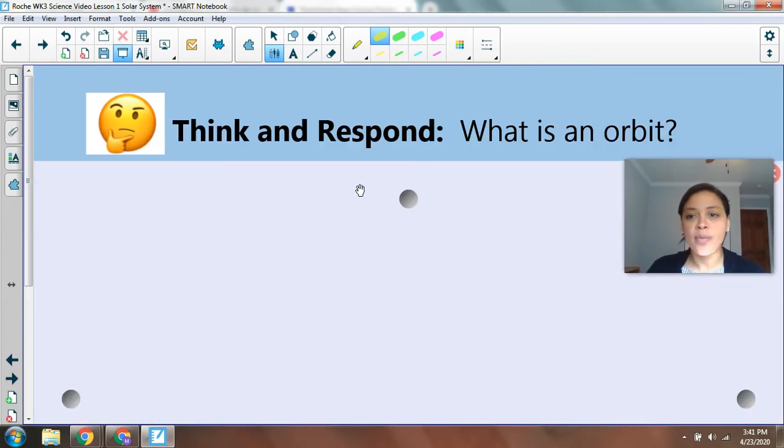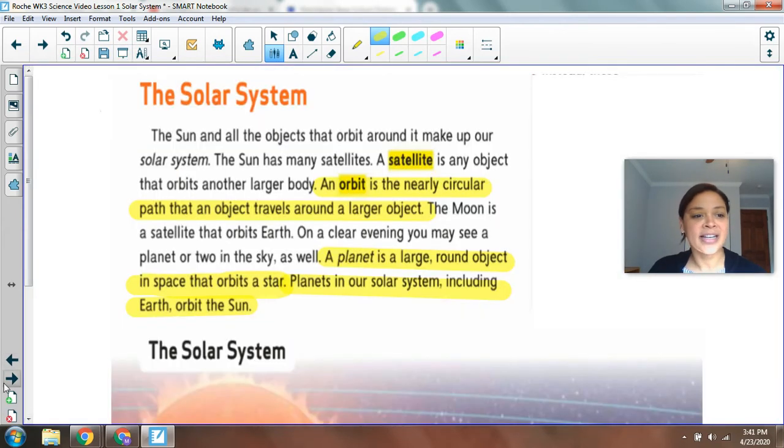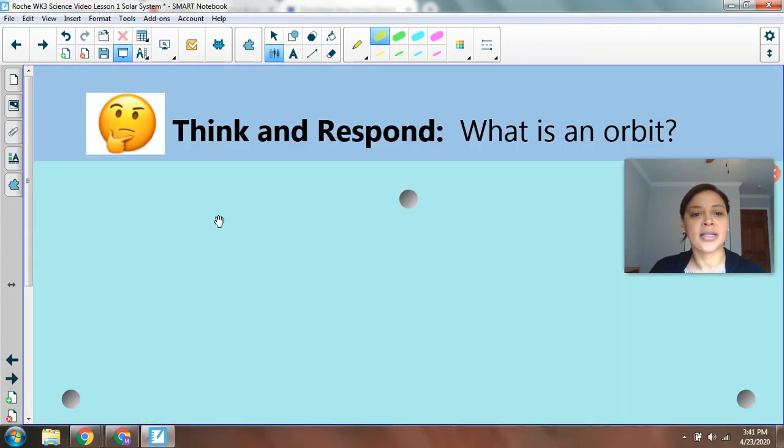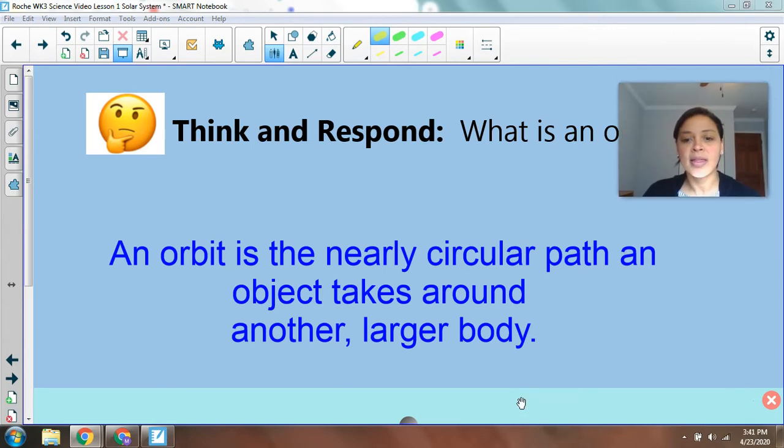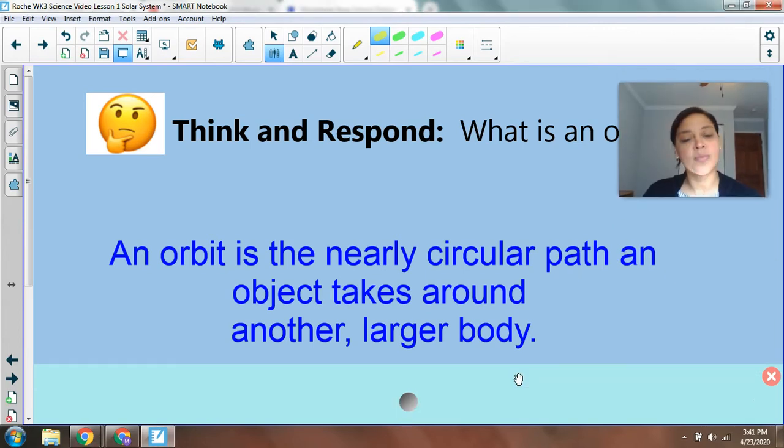So then what is an orbit? Well, we found in the text, if we look back, an orbit is the nearly circular path that an object travels around a larger object. Okay? And so our Earth orbits the sun.